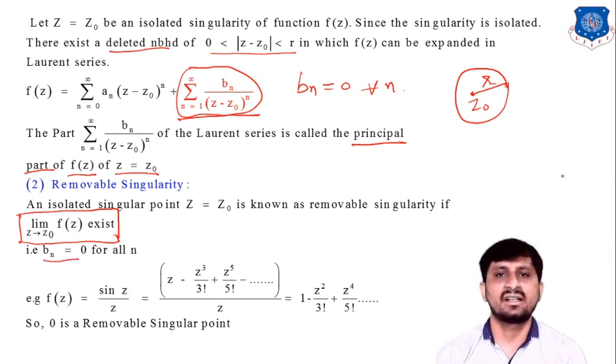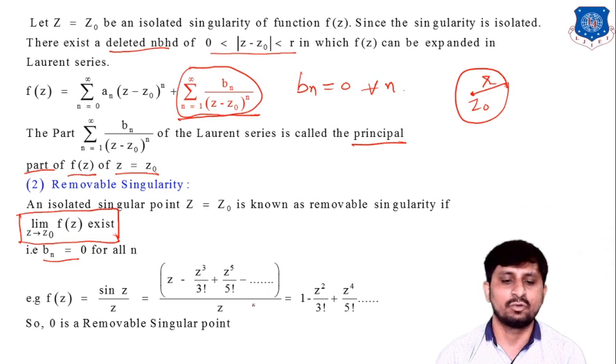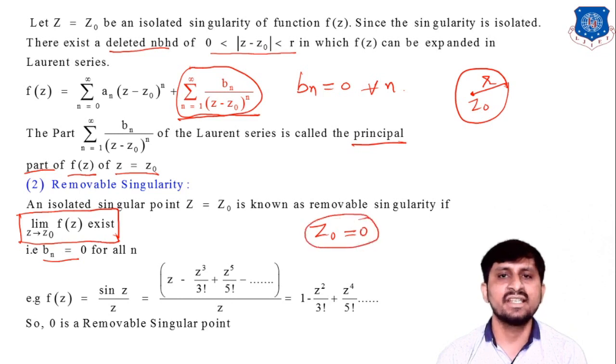Let's try to understand the removable singularity with one example. f of z is equal to sin z upon z, and we know the series of sin z is z minus z cube by 3 factorial plus z raised to 5 by 5 factorial and so on, divided by z. And clearly what is our singular point? What is my z0 here? z0 is equal to 0, because sin z upon z is analytic except at the point 0, where the denominator becomes 0.